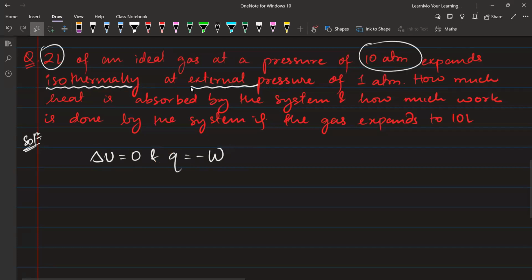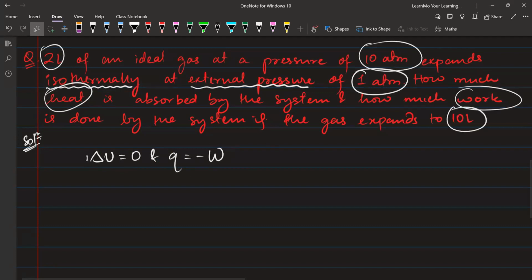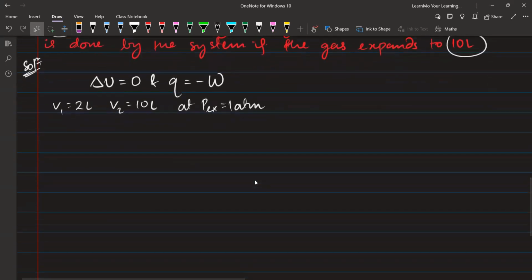At external pressure of 1 atm, external pressure is how much? 1 atm. They're asking how much heat is absorbed by the system and how much work is done by the system if the gas expands to 10 liters. That means initially our gas was 2 liter, V1 is equal to 2 liter and V2 is equal to 10 liters and it is expanding. External pressure hai, 1 atm pressure is there externally, but still it is expanding. That means it is doing work at P external equal to 1 atm. It is doing work against this 1 atm and we have seen in the last work that the pressure volume work is equal to minus P external delta V.